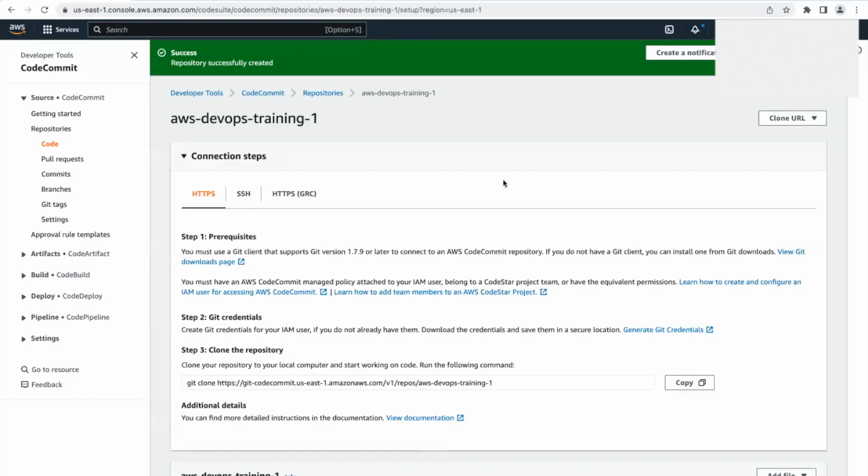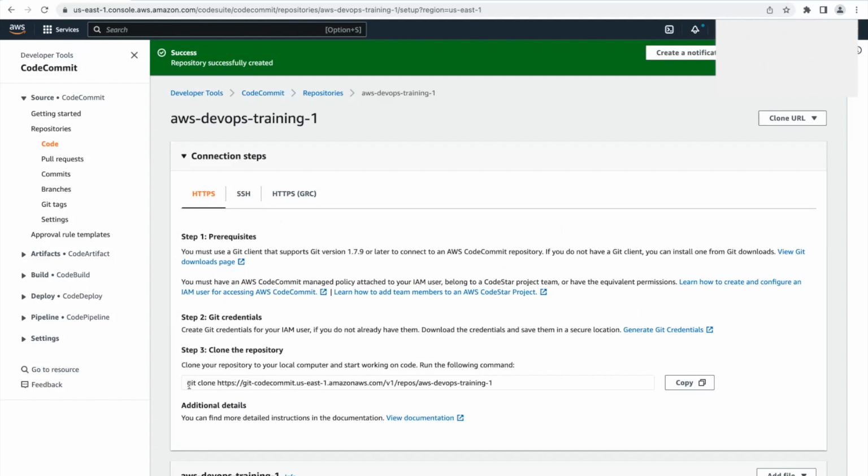So you see here, I created a code repository, which is actually Git compliant. That means it must use a Git client. And of the ways you can communicate, you can use HTTPS, you can use SSH, and you can use HTTPS GRC. So we'll be talking about just HTTPS and SSH. Mostly these are the two ways people use it normally.